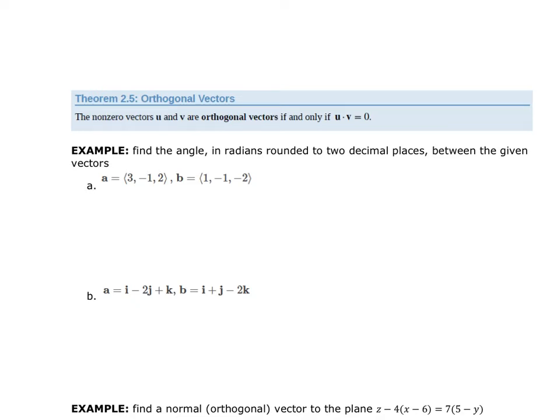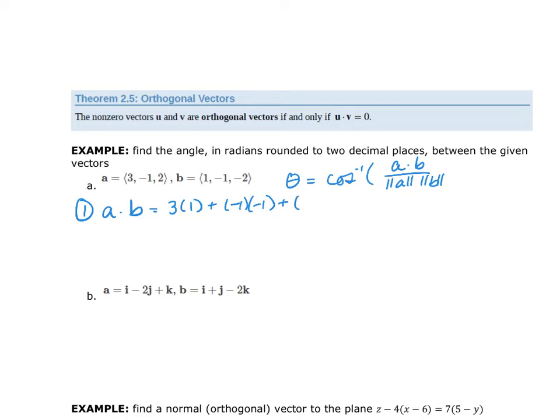So we want to find the angle in radians between these two vectors. Go to 2 decimal places. So we know that the angle theta is equal to the cosine inverse of the dot product a dotted with b divided by each one of these magnitudes. So the first thing I'm going to do is find my dot product a dotted with b. So I'm going to do 3 times the 1 plus the negative 1 multiplied by the negative 1 plus the 2 multiplied by the negative 2.